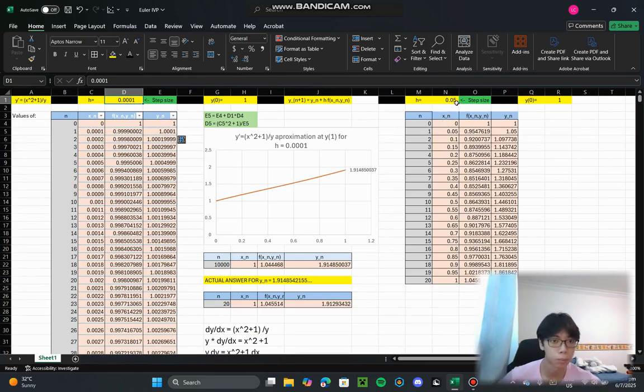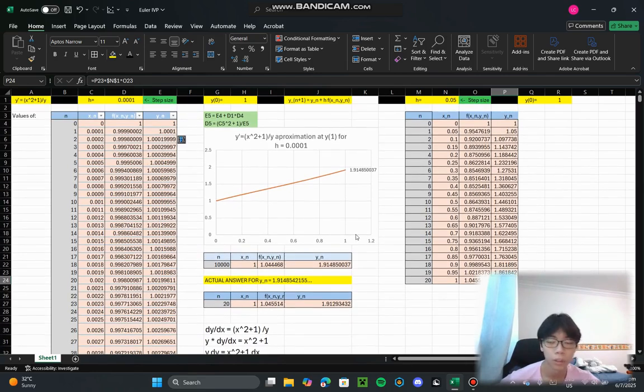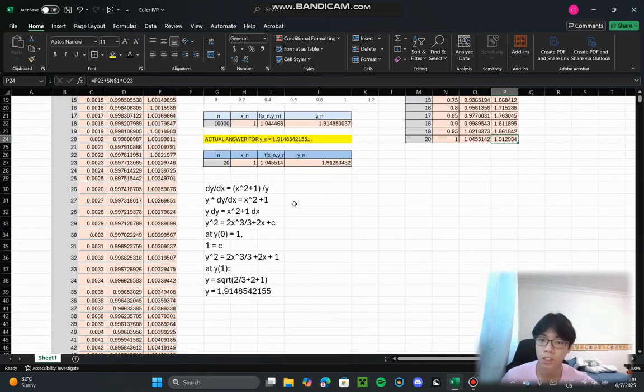So when you use a step size of 0.05, we end up getting an answer of 1.912934. And I'm going to say first, the formulas on both sides are the same. Okay, anyways, coming down here is how we solve the first order differential equation.